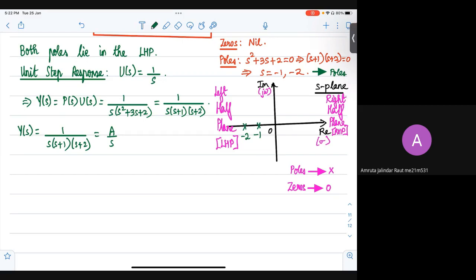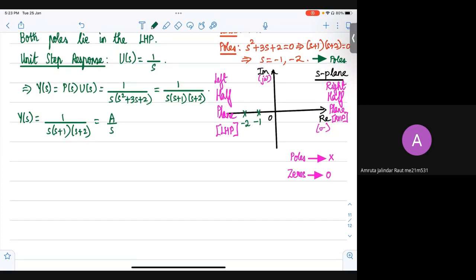Essentially, what we have here is this response function that we want to calculate. We have the expression for y of s, and now we need to take the inverse Laplace transform of it. What we do is partial fraction expansion. Given that there are three factors, we'll have three terms in the partial fraction expansion. So I write it as a by s plus b by s plus 1 plus c divided by s plus 2. This is how we do it.